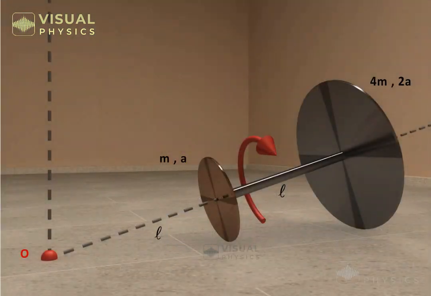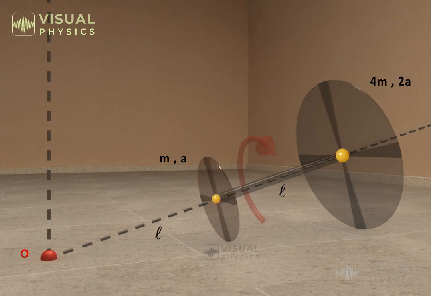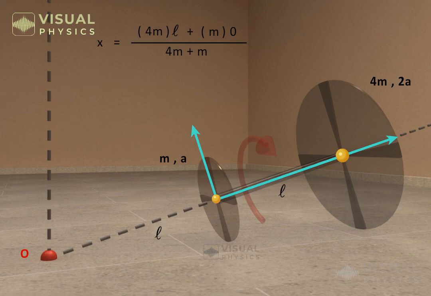Now let us first find the center of mass of the given object. Assuming the mass of both the disks to be at their center of mass, and taking this point as reference, we can say that the center of mass of the entire system will lie at this distance from this reference point.